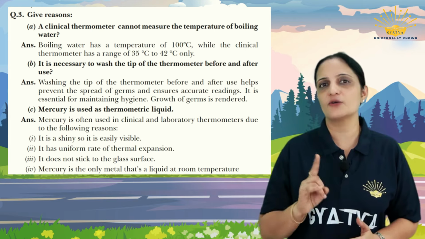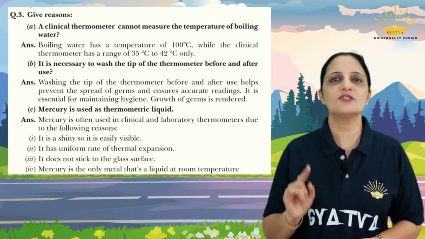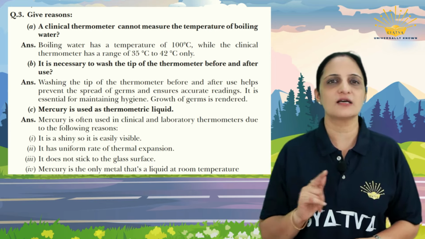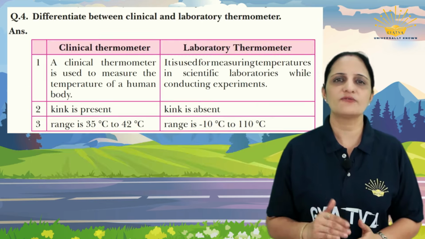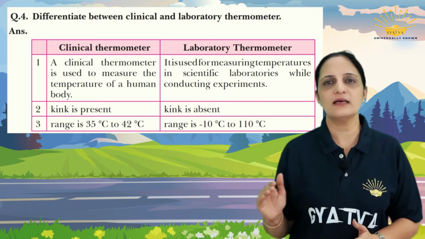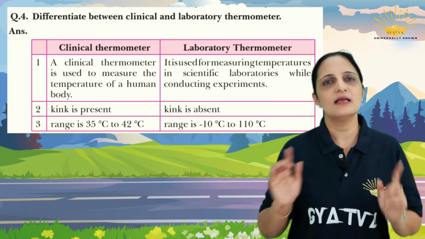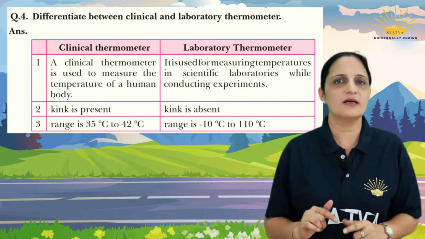यहाँ से आपके पास एक और क्वेश्चन भी आएगा कि which is the metal which is liquid at room temperature, तो उसका आंसर क्या होगा? Mercury. Now question number 4, differentiate between clinical and laboratory thermometers. Again, difference को हमेशा tabular form में लिखना होता है.